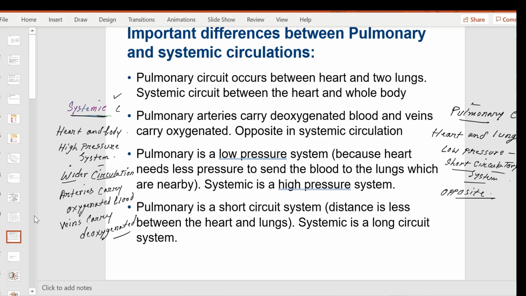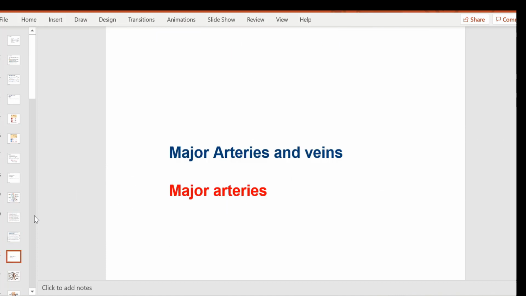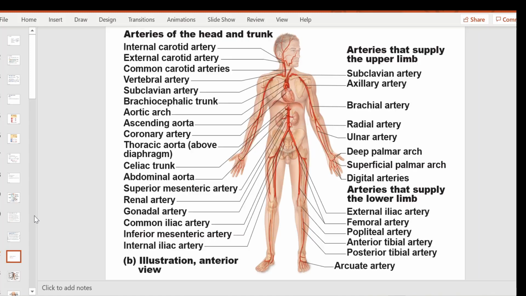Those are two main types of circulations in the body. There is another type of circulation that is called the portal circulation, also present between the two capillary systems. Now we'll see the major arteries in the body. First, I'll give you an overview. So you know that in case of systemic circulation, blood circulates between the heart and the whole body.